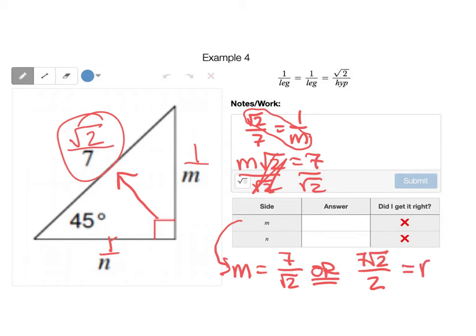And n is going to be the same because it's in that 1-to-1 ratio. So they're going to be the same. Okay, they would have the exact same setup as root 2 over 7 equals 1 over n. So I don't really need to resolve.